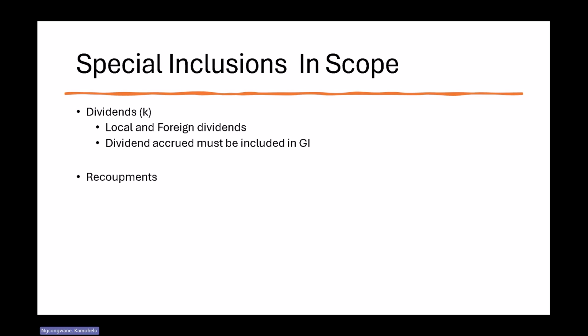We're looking at specific inclusions, special inclusions, and specific deductions this week. What do you include that may not form part of your gross income definition, or what may not be deducted because it doesn't fit into your general deduction definition? And how do we deal with those?